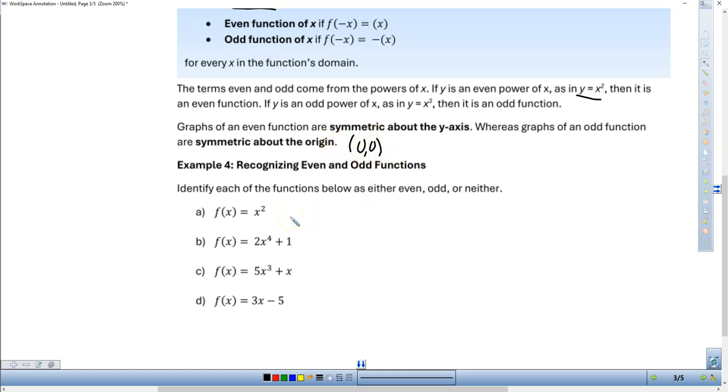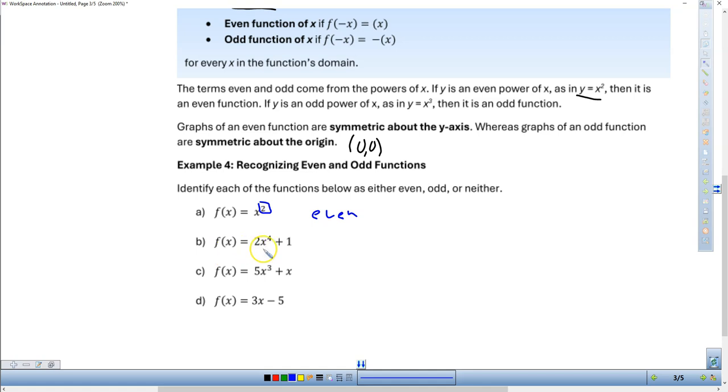So let's look at these functions real quick here and see if we can identify whether these are even or odd functions. Well, the first one is real simple to look at. I have a power right here. And actually, I'm going to switch to different colors just so that we can highlight this a little differently. So I have an x squared that is a positive number, which means this has to be an even function.